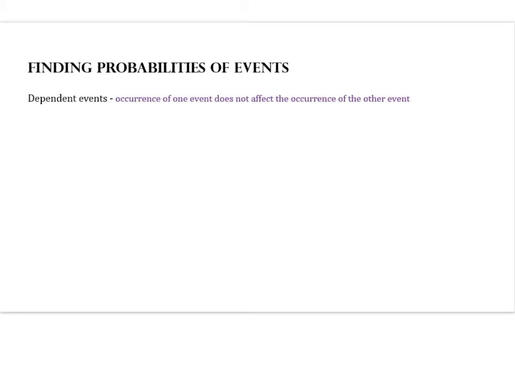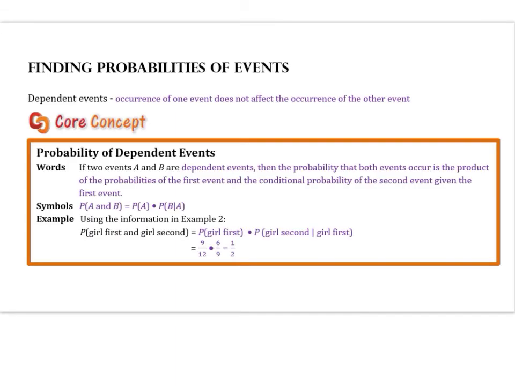All right, let's find probability of events. So dependent events means the occurrence of one event does affect the occurrence of the other event. So this is another core concept, probability of dependent events.